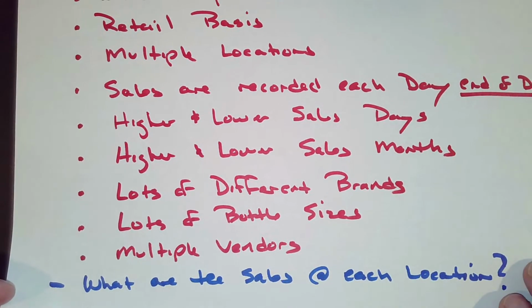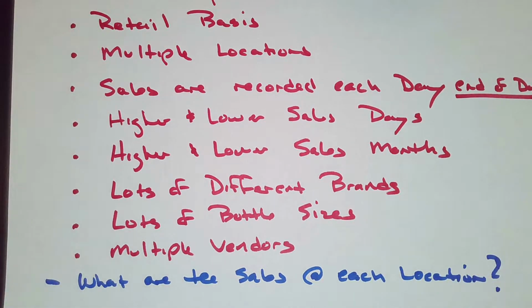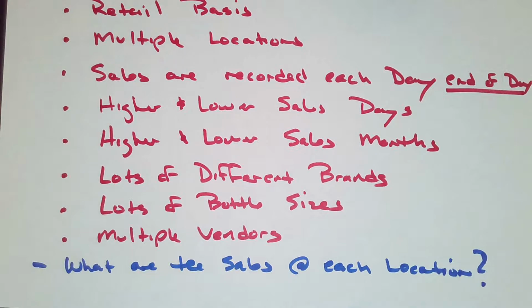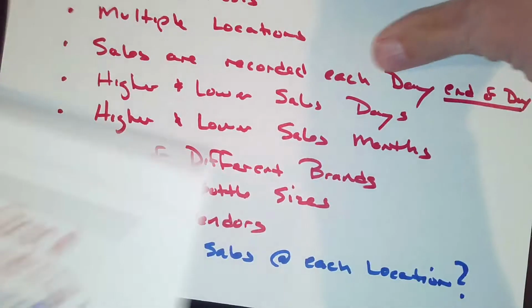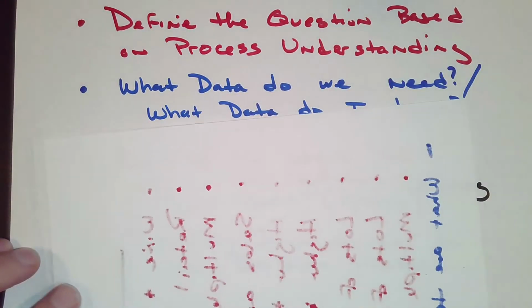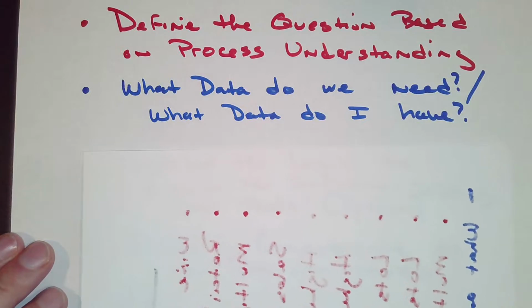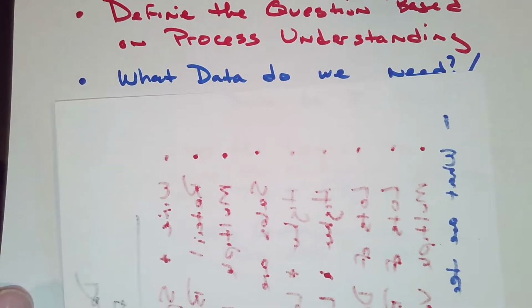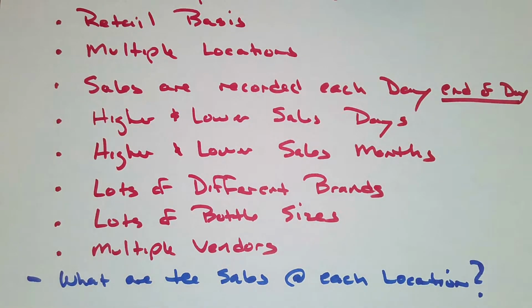Okay, now that I've come up with my question, which is based on my understanding of the business, I've got to figure out the next step. And that next step, as we recall, after I've defined the question, is what data do I need and what data do I have? So let's start brainstorming what kind of data I need to be able to answer this particular question.